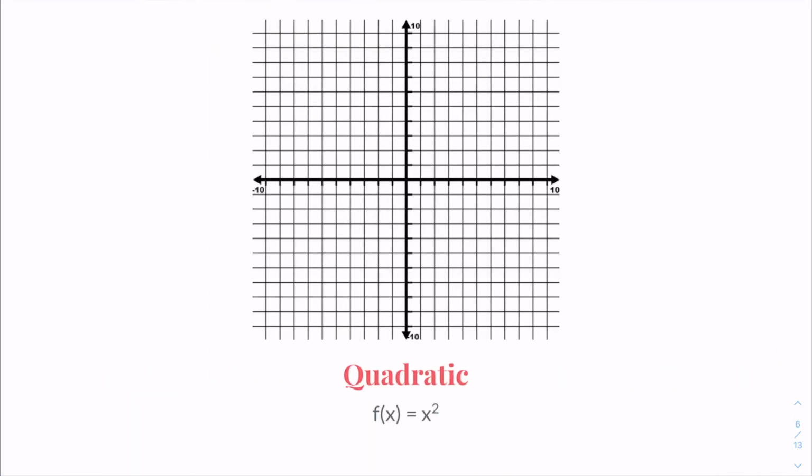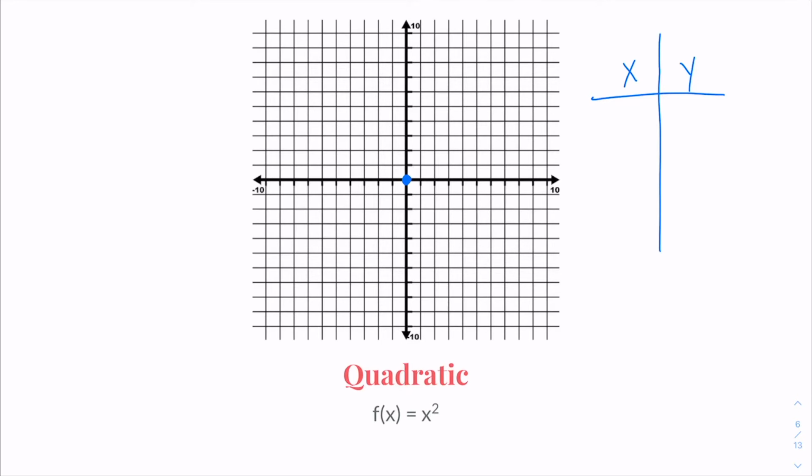Okay, our next parent function is the quadratic function, f of x equals x squared. So this has a parabola shape or a U shape. The vertex is at the origin, and we need to accurately graph this. So I recommend creating a table of values. Every input is going to get squared to give us that output.